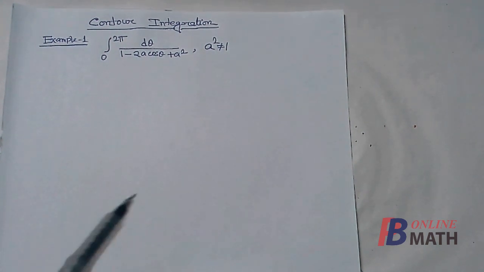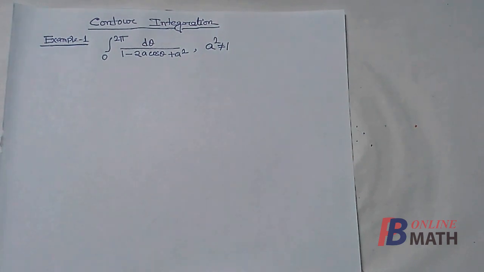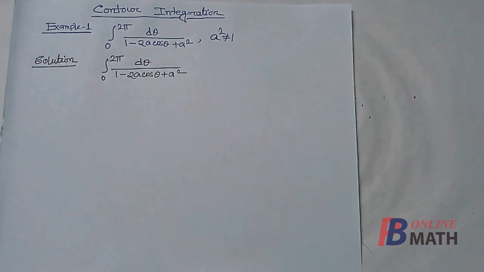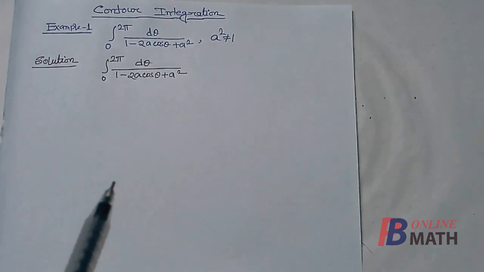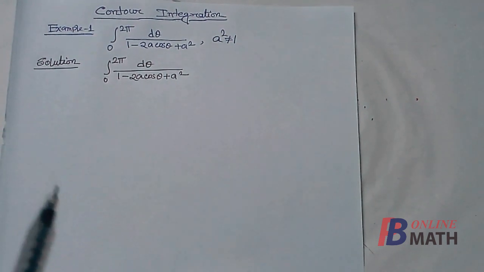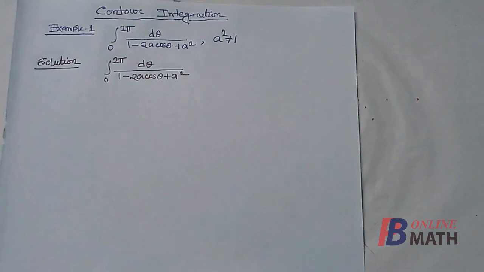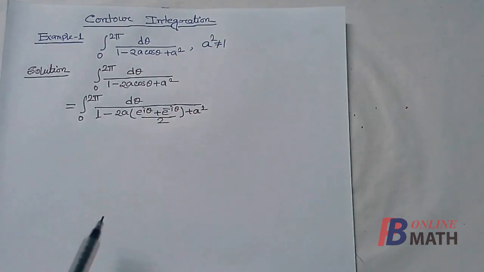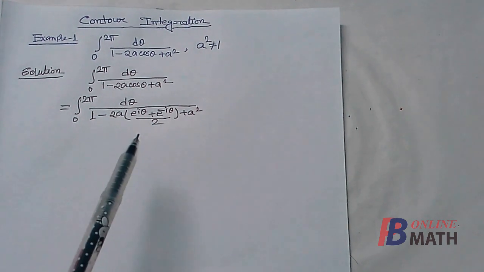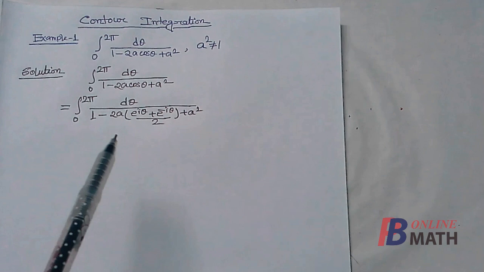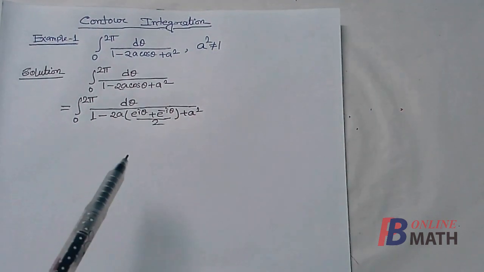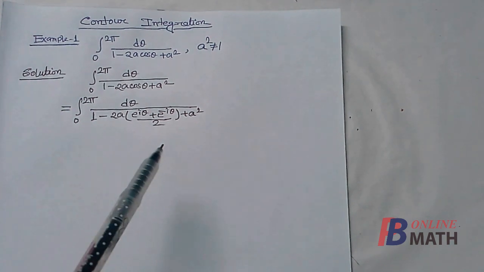For that reason we have to convert this real integral to a complex integral. So let us start. This is our integral. We know that cos theta can be written as e to the power i theta plus e to the power minus i theta, divided by 2. So we write e to the power i theta plus e to the power minus i theta by 2 in place of cos theta. Now we shall convert this integral to a complex integration. For that reason we set e to the power i theta equal to, suppose, z.